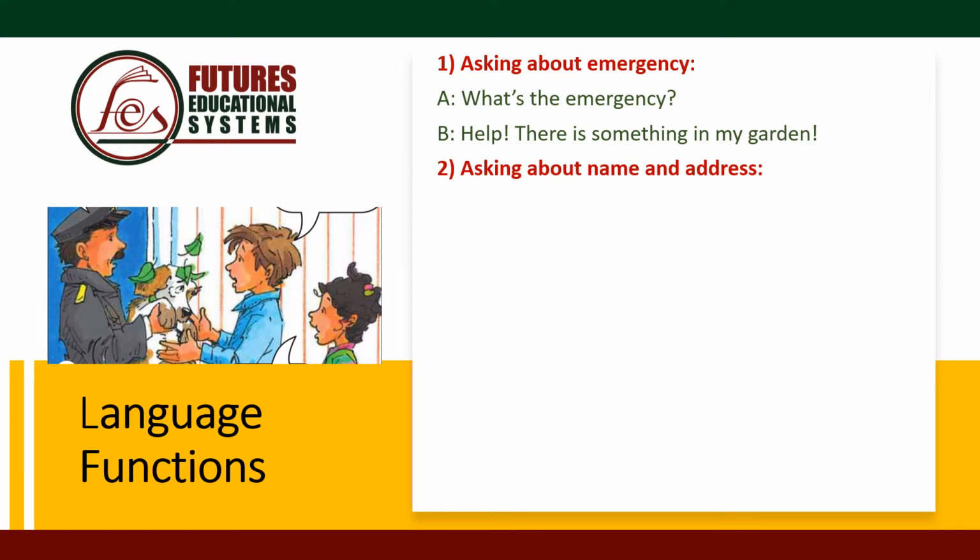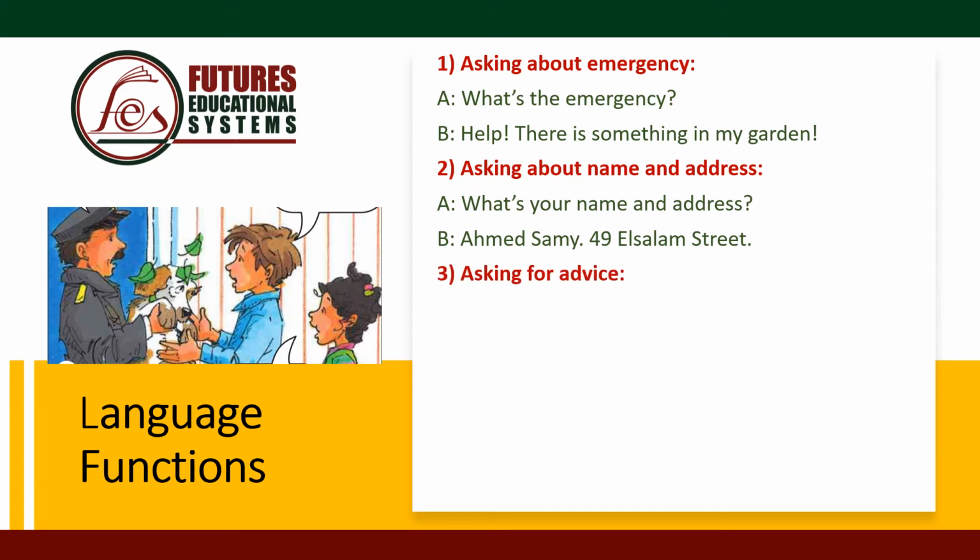Asking about name and address. What's your name and address? His name is Ahmed Sami and his address is 49 Salem Street. Asking for advice. He wants to know what should he do in this case. What should I do? Stay calm. I'm sending an officer now.